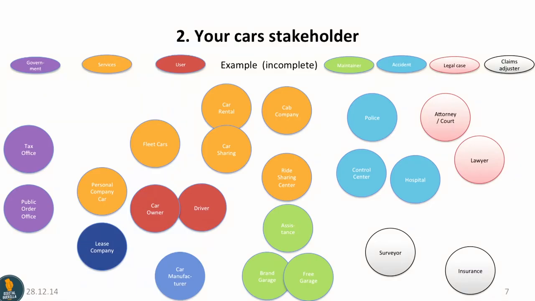So then we have surveyors who want to check, when there was an accident, whether something was there before, whether this damage is really the damage of this accident and not of the accident before. And last but not least, the insurance company, which has to adjust the claims of an accident, for example.